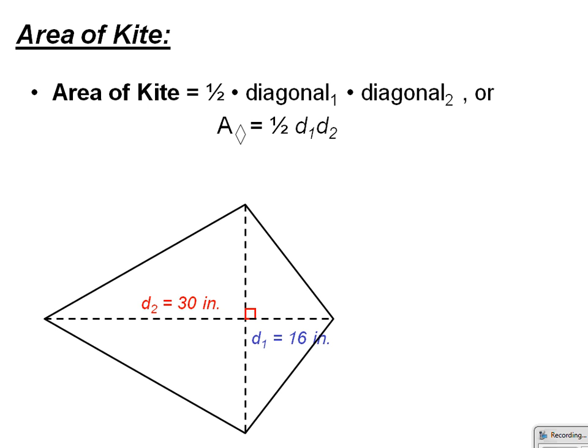So given this kite, if the diagonal 1 is 16 inches and diagonal 2 is 30 inches, we can calculate the area by multiplying 16 times 30 and dividing that product by 2. So 16 times 30, 480. 480 divided by 2 gets us 240 square inches.